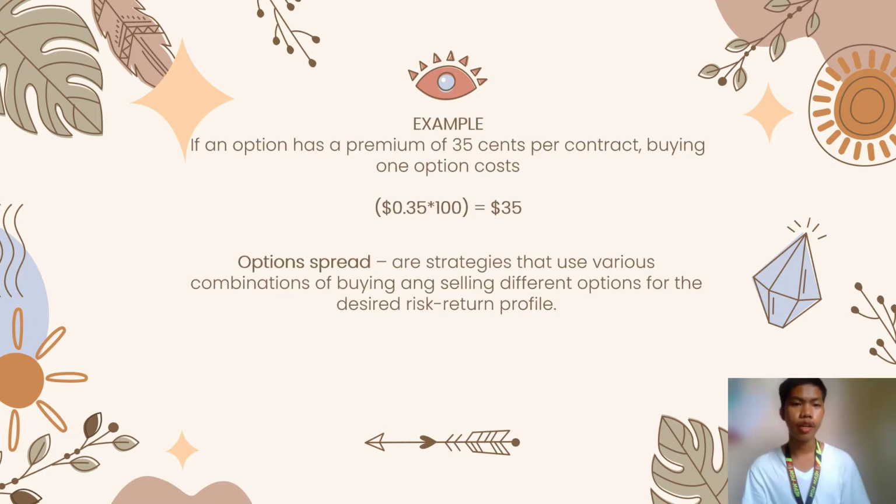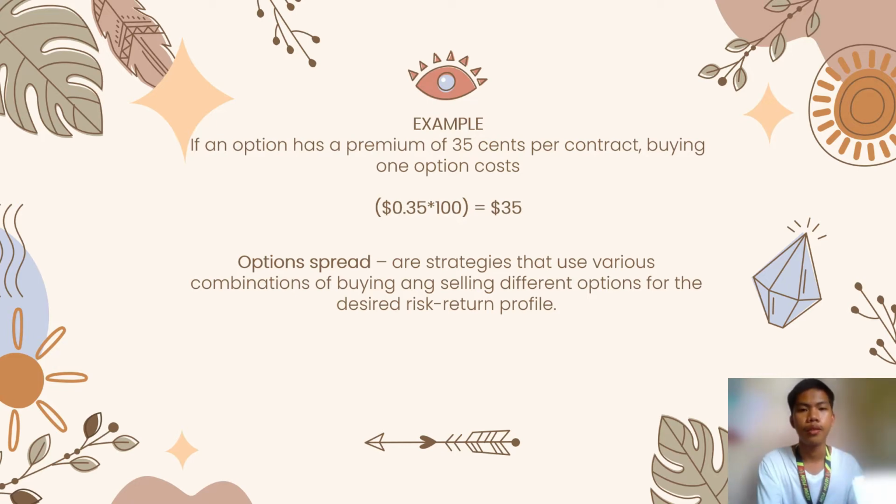So for my example here, let us assume that an option has a premium of 35 cents per share. Buying one option costs $35, which is my answer. One option is usually equivalent to 100 shares. So I use 100 times 0.35, which is its premium, and I get the $35 answer. So you just compute it.